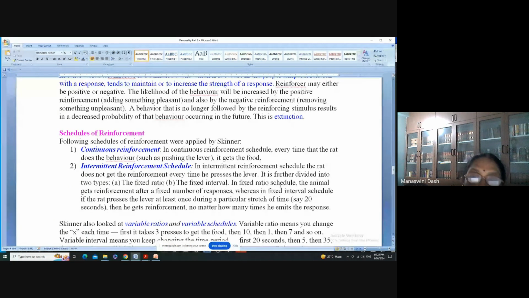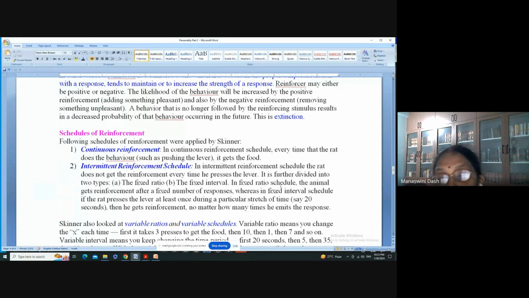Rather, the animal is reinforced after a fixed number of responses. Say, we would give a food pellet to the animal after each third response. When the animal shows 3 responses, it gets a food pellet. Again 3 responses, it gets a food pellet. Okay, that is fixed ratio schedule.